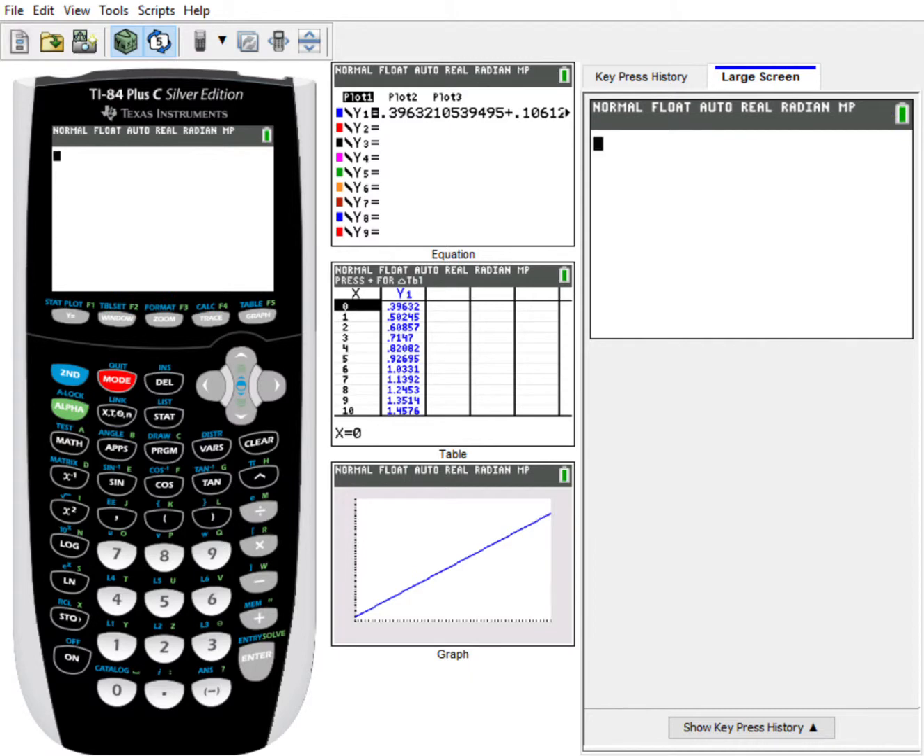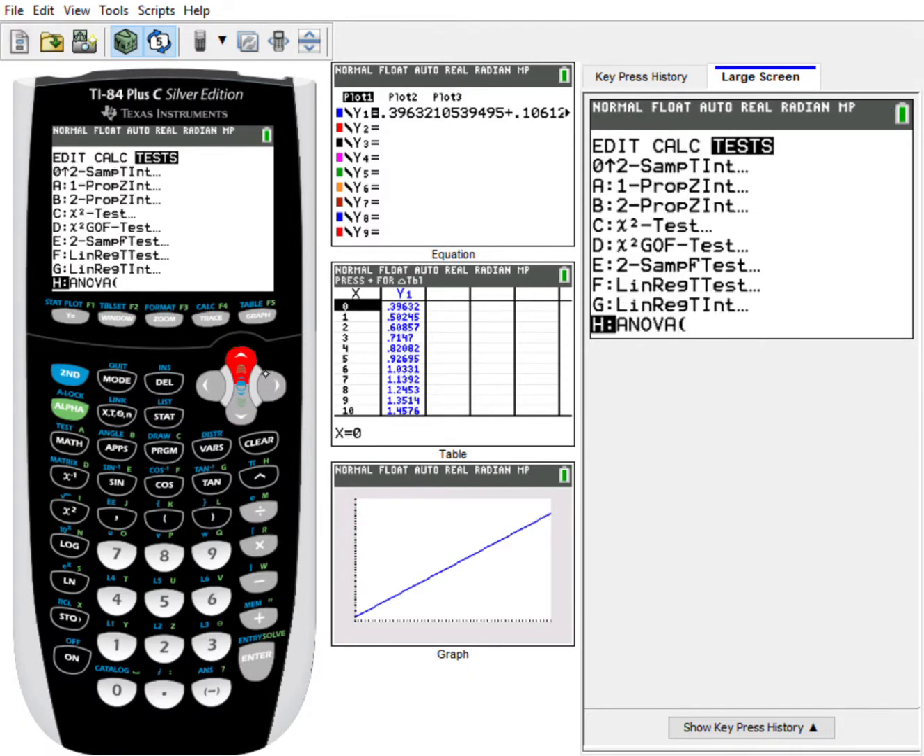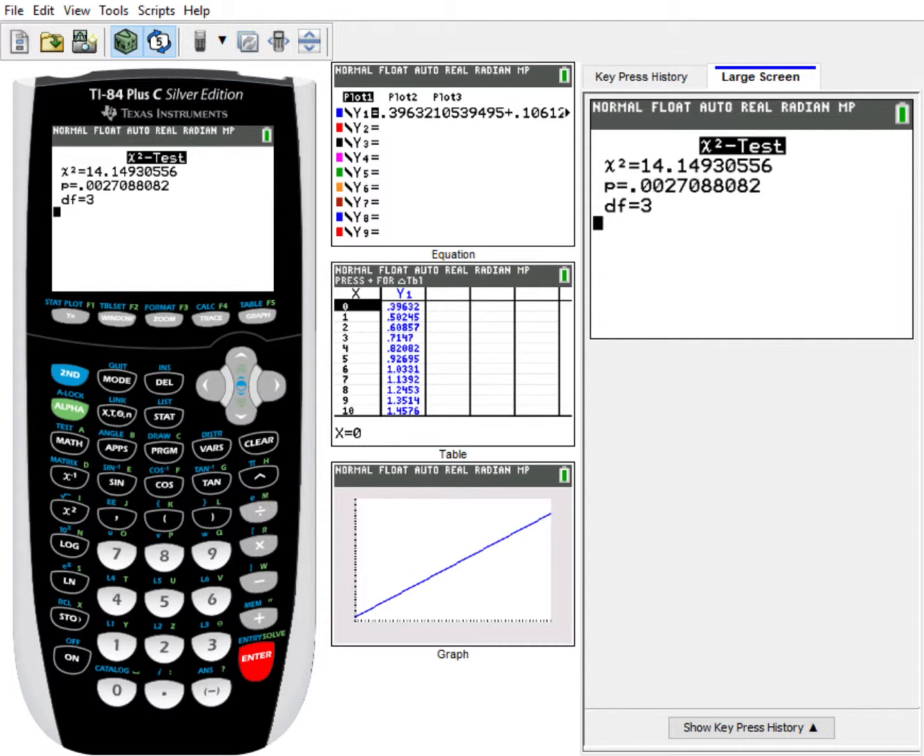So I'm going to quit this menu, go into stats, go over to test, and you are running your chi-square test. Observed A, expected B, keep it at default, and calculate. It calculated the test statistic of a chi-square to be 14.15 as expected, and a p-value of 0.0027, which you can then compare to your alpha and draw your conclusions.